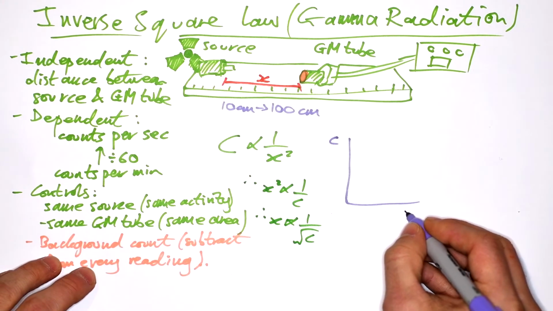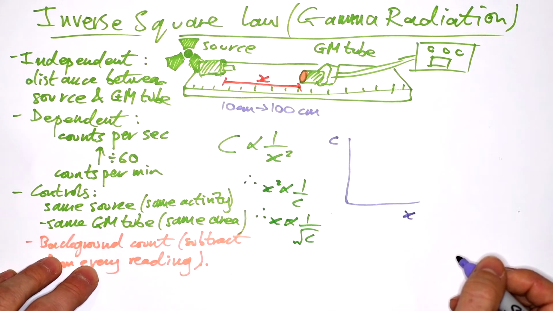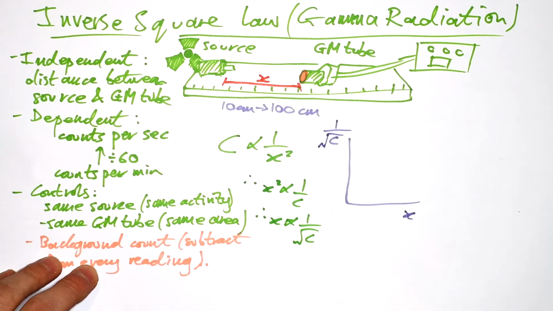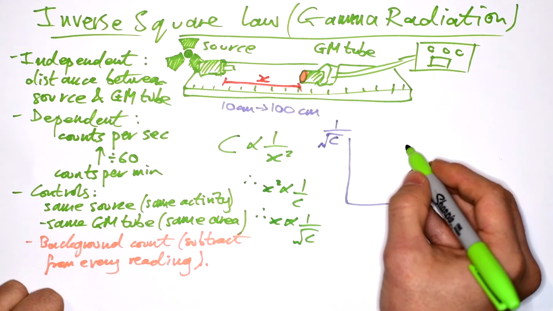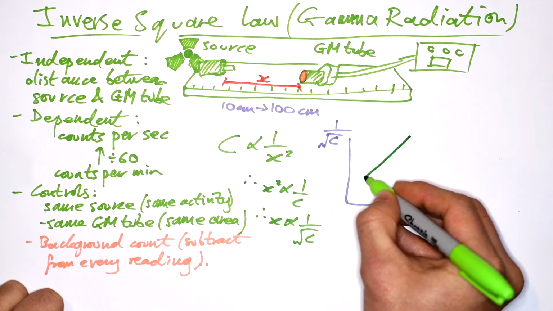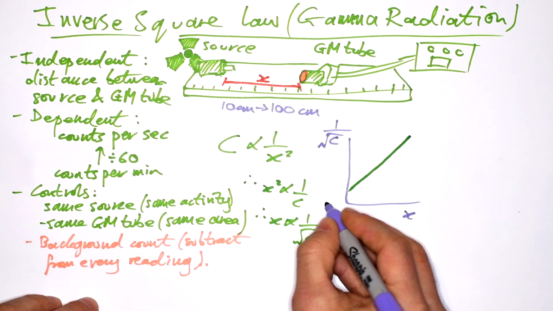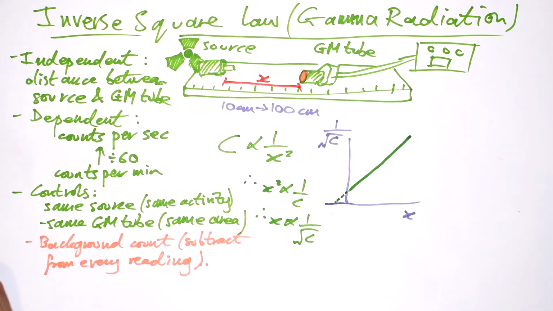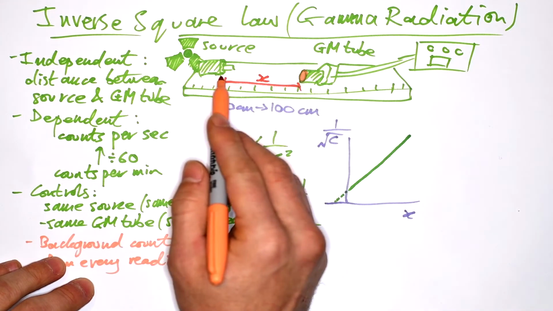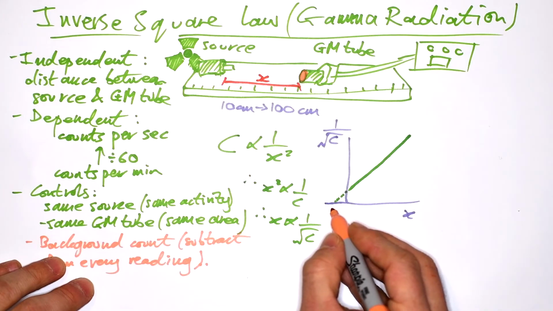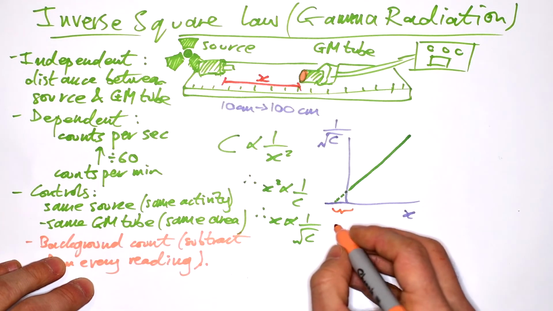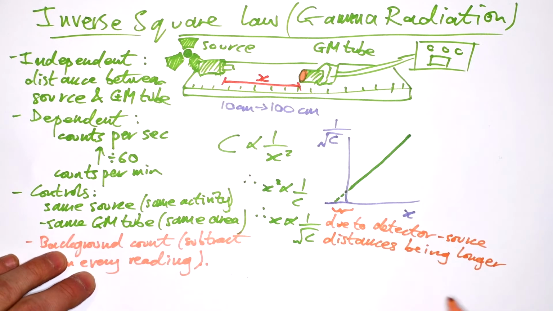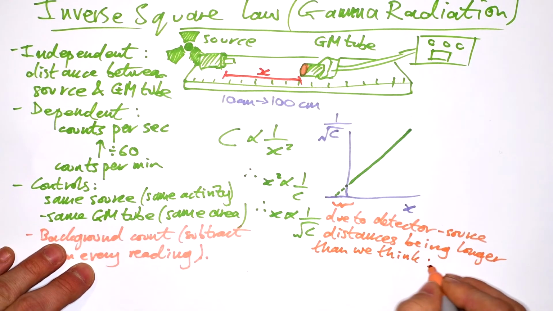So what we're going to do is put just distance, x, on the x-axis, and then we're going to do 1 divided by the square root of the count on the y-axis. Now what you'll probably find is your results give a nice straight line, but they don't quite go through the origin. And so that means that we can extrapolate this line back here. We have a systematic error, but where's that coming from? Basically, our graph is saying that even if these two things were touching, it still seems like there should be a distance left over. And this is due to the detector and source distances being longer than what we measured. What does that mean?